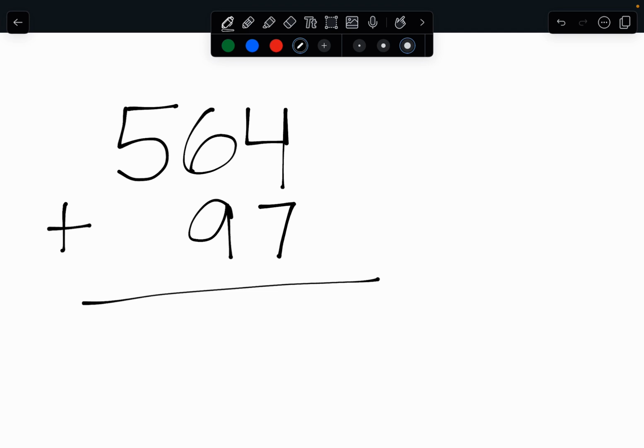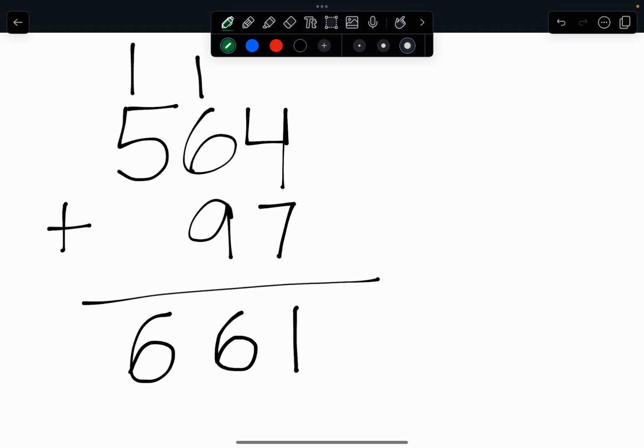Okay, you should have tried it on your own. We're going to do 4 plus 7, which we know is 11. Bring my 1 over. I have 1 plus 6 plus 9, which gives me 16. Bring this one over. 5 plus 1 gives me 6. If we need to draw the picture, we can.